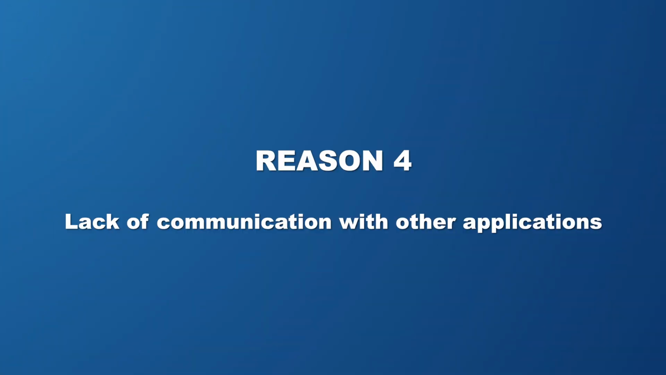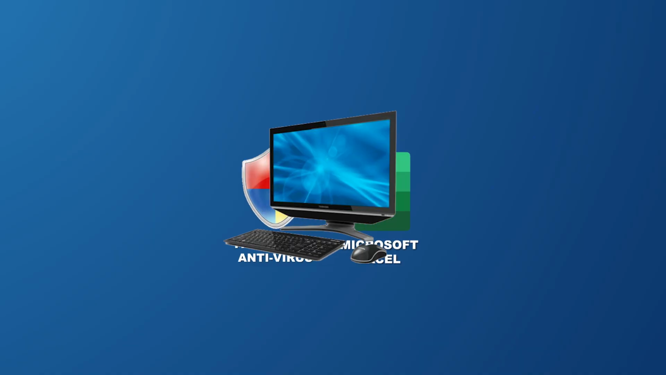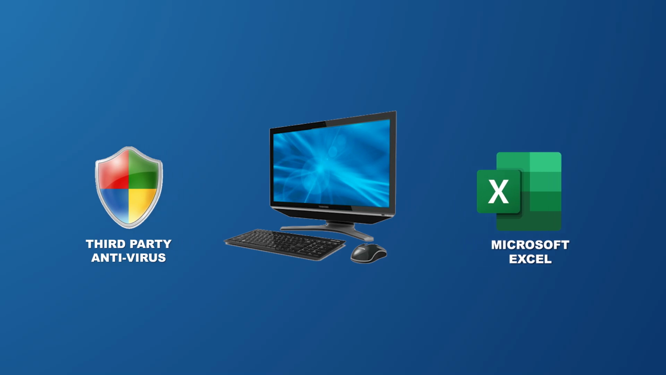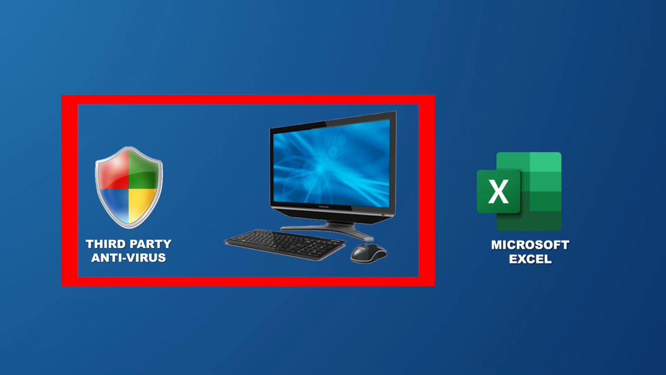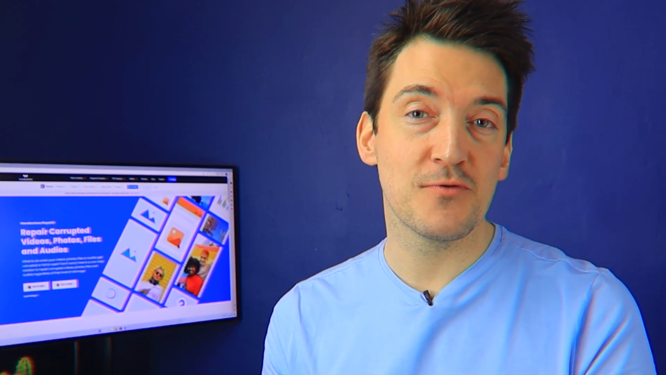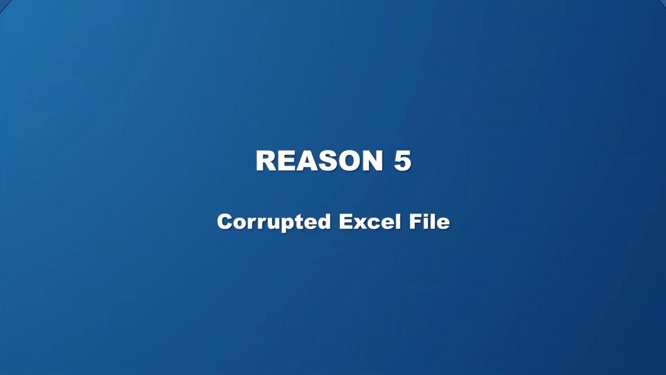Reason 4, lack of communication with other applications. Sometimes Excel may not be opening due to a lack of communication with other applications installed on your computer. For example, if you have a third-party antivirus program installed, it may be blocking Excel from opening or accessing certain files. To fix this issue, you can try temporarily disabling your antivirus program and then see if Excel opens up without any issues. And finally, reason 5, corrupt Excel file.